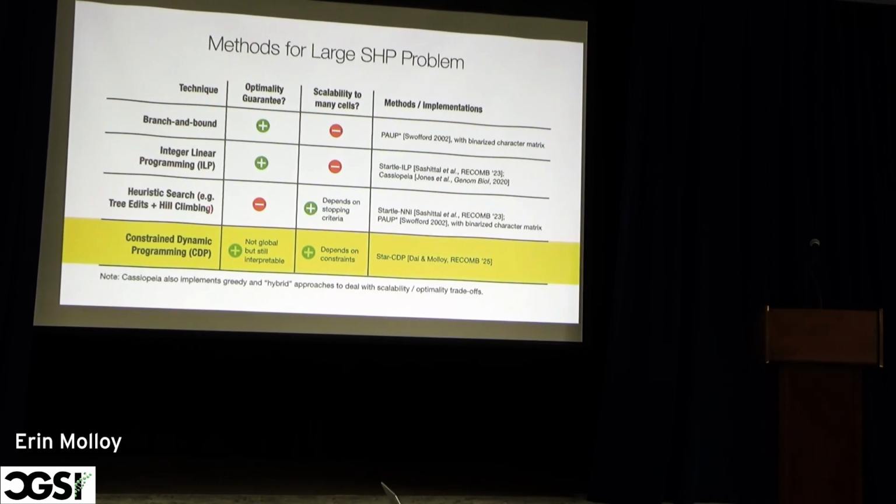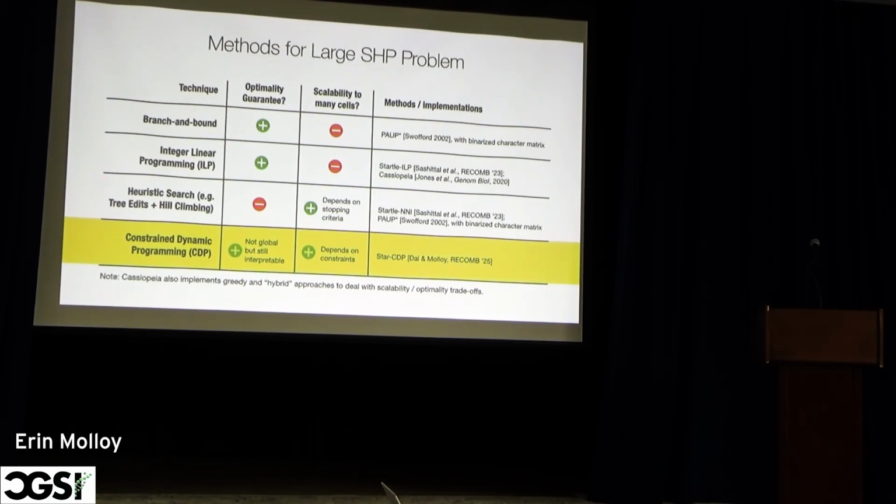Very popular is heuristic search. The idea is you're going to edit a cell lineage tree, score it, and then hill climb to find trees of higher scores. You know, no optimality guarantee here. And it is scalable because you can give up and take the tree that you have, but how long it runs is going to depend on your stopping criteria.